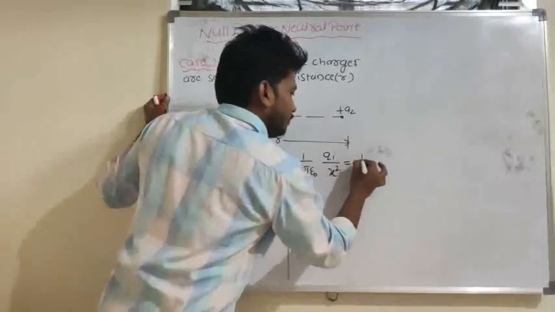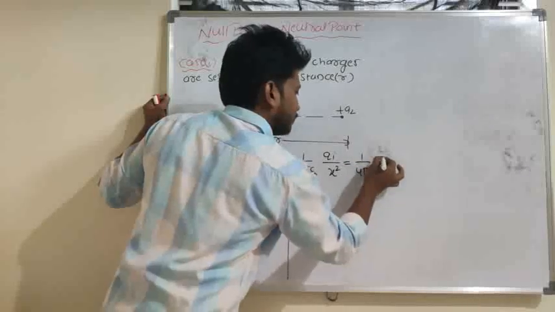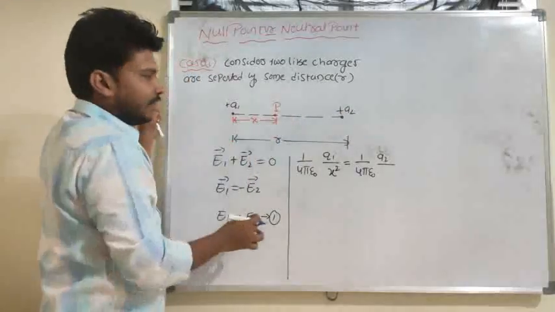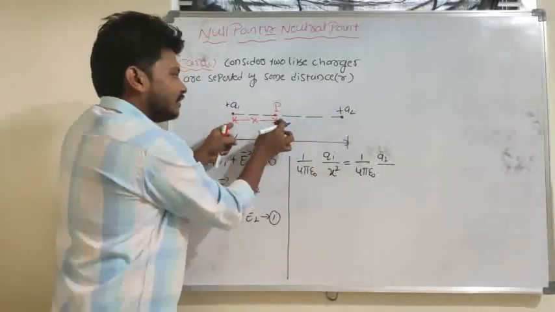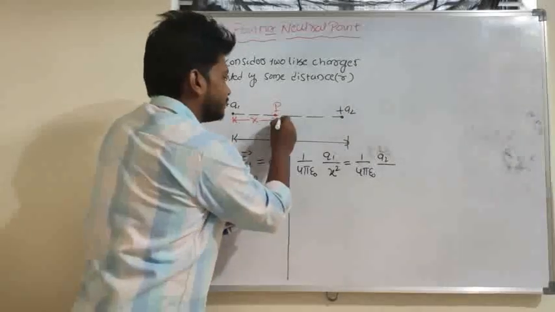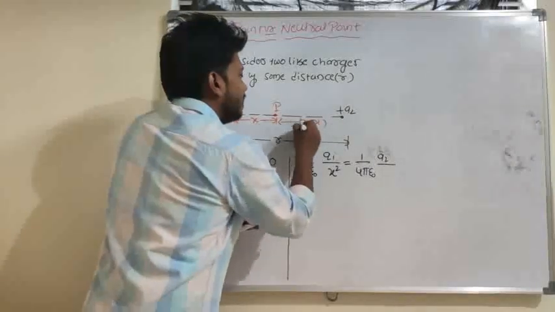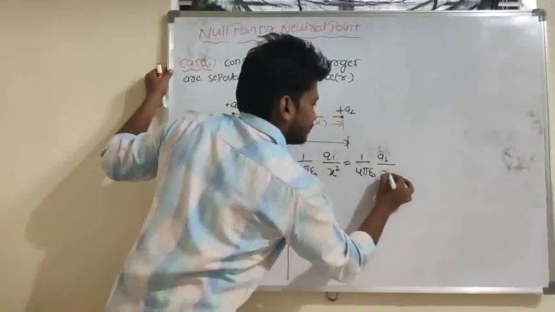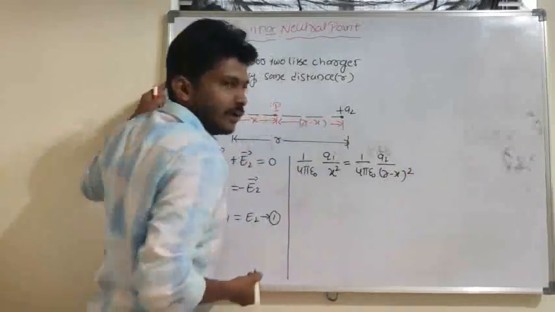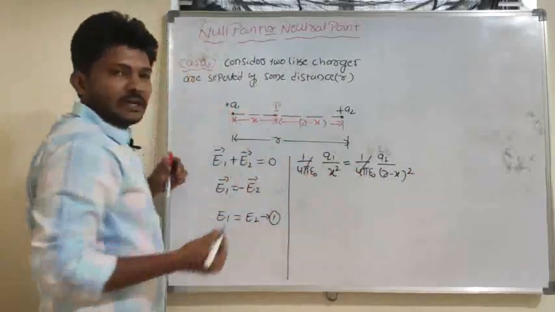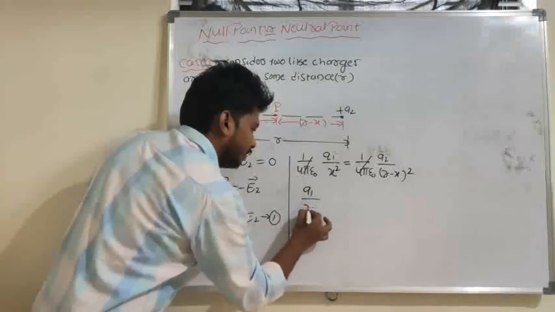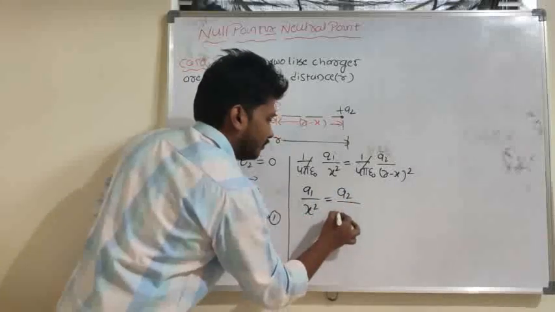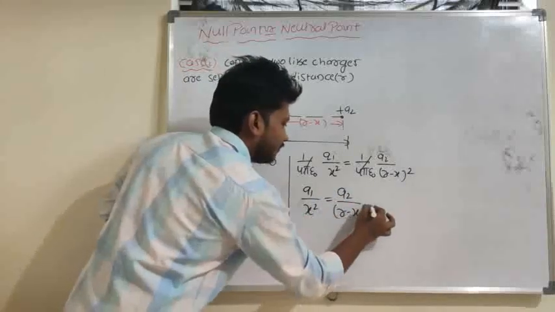It is equal to 1 by 4 pi epsilon naught q2 divided by the distance between q2 and P. The total distance is r, this distance is x, so the remaining distance is r minus x. So r minus x whole squared. The 1 by 4 pi epsilon naught term gets cancelled out. q1 by x squared is equal to q2 by (r minus x) whole squared.